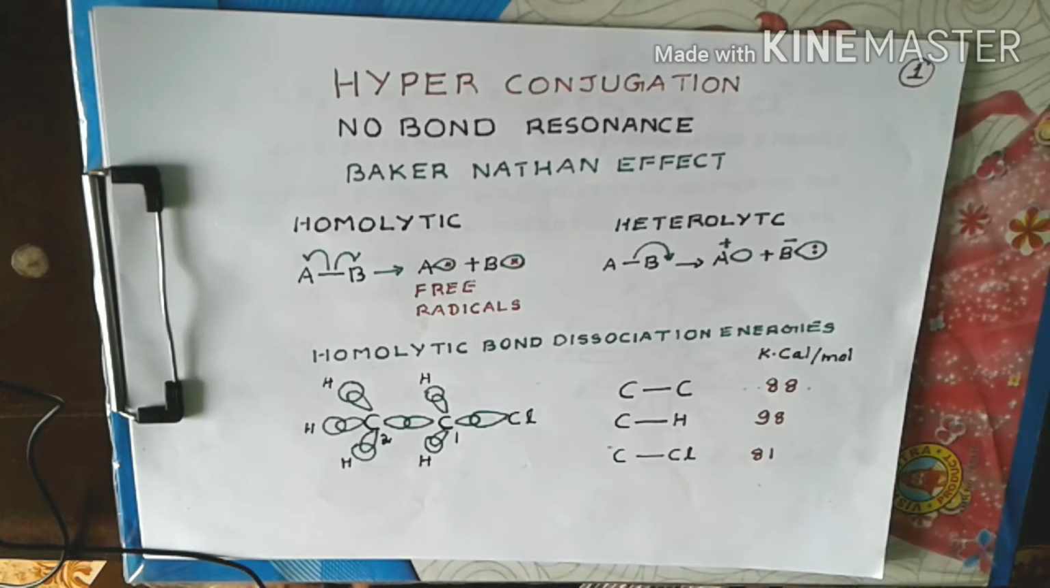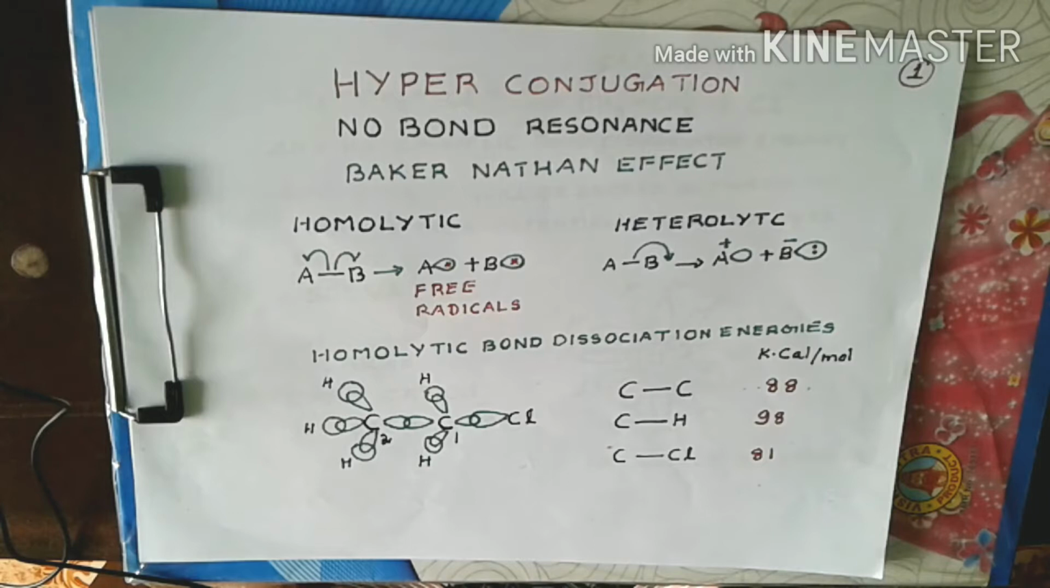Hyperconjugation is also known as no-bond resonance or the Baker-Nathan effect. Before starting hyperconjugation, let us see two types of bond cleavages, breakages, or fission. Now the first one is homolytic cleavage.